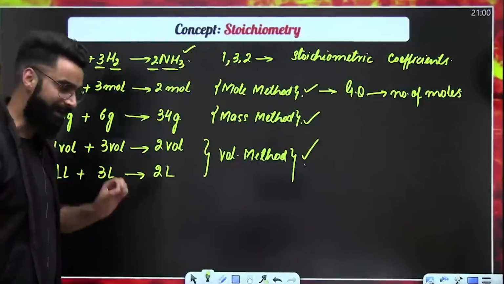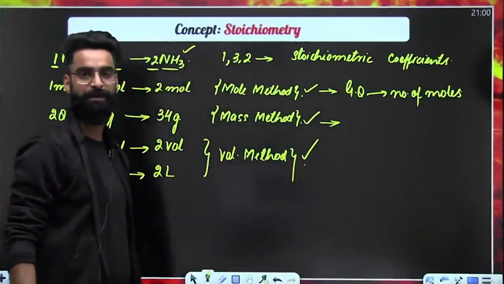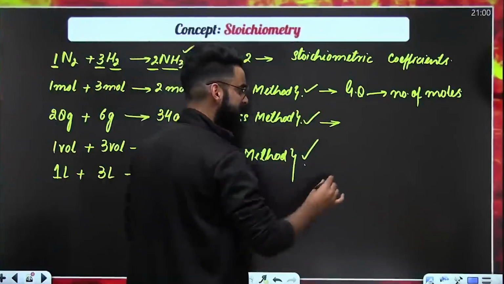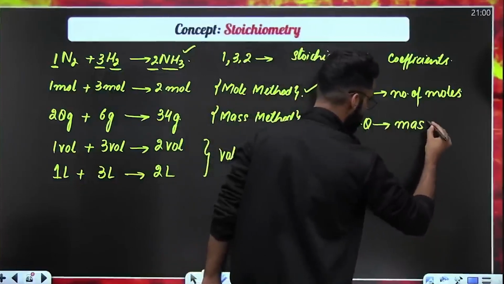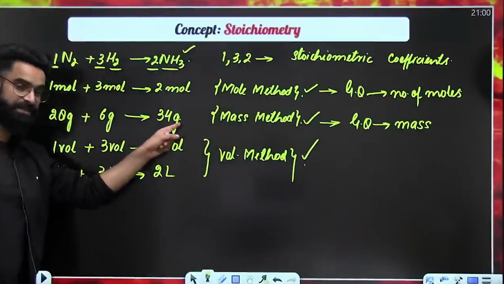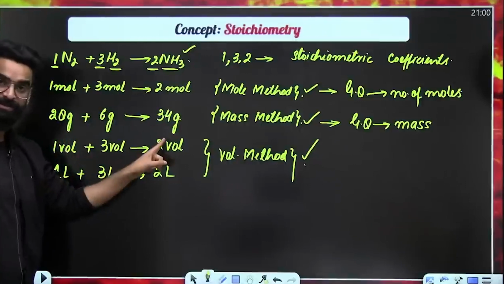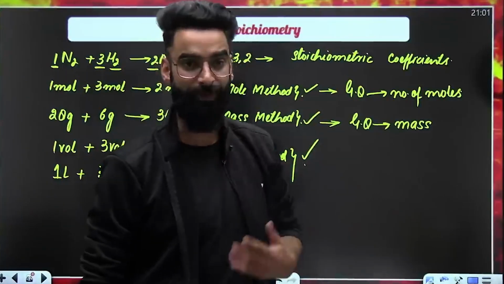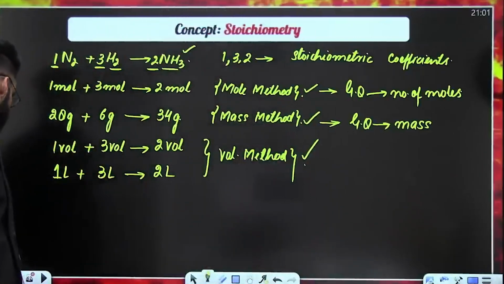Okay? And dear students, whenever you see me using the mass method in stoichiometry, that means after balancing the reaction, I'm supposed to convert the given quantity into mass. After converting the given quantity into mass, I'm supposed to write this kind of a statement in terms of mass. The same goes for volume. So one by one, we'll check how exactly the different methods in stoichiometry are used in the question.